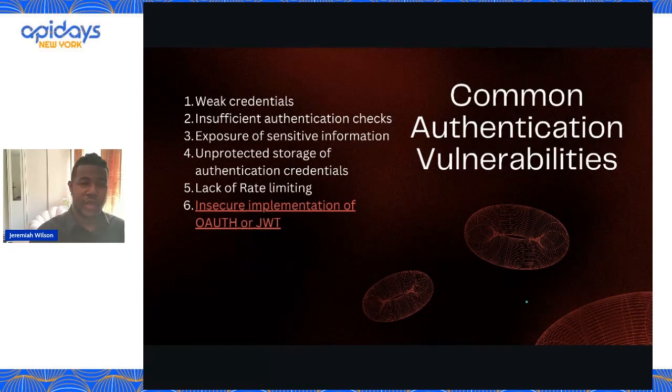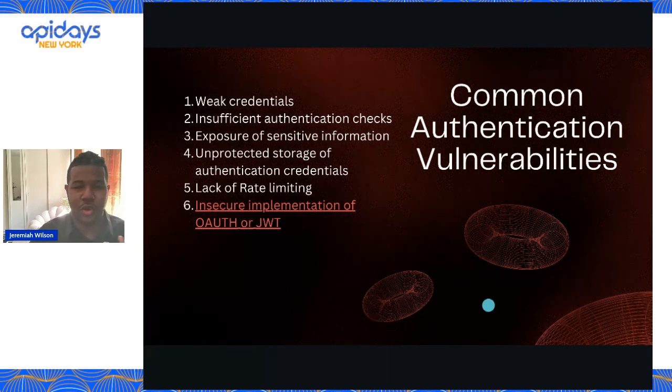So we have weak credentials, insufficient authentication checks, exposure of sensitive information, unprotected storage of authentication credentials, and lack of rate limiting and insecure implementation of OAuth or JWT. Now, I have run into all of these in the wild, and you'd be surprised how much people decide to leave an API token or a JWT token inside of their developer notes, and they don't take it out before they send it out into production. But what we're going to be focusing on here is insecure implementation of OAuth or JWT.